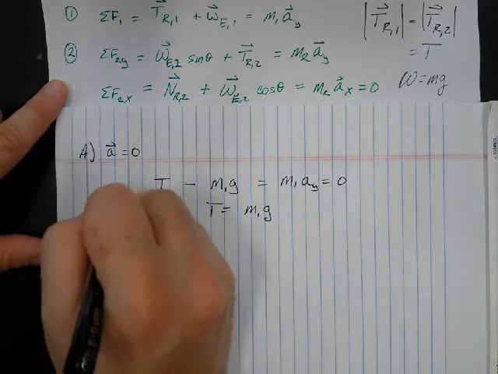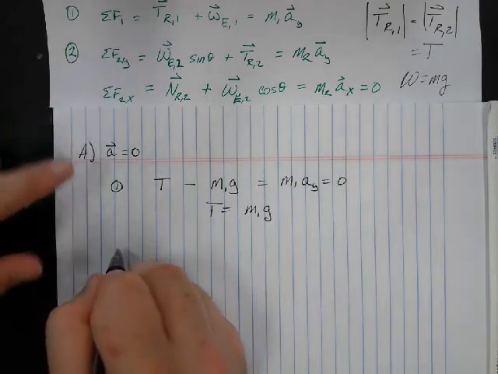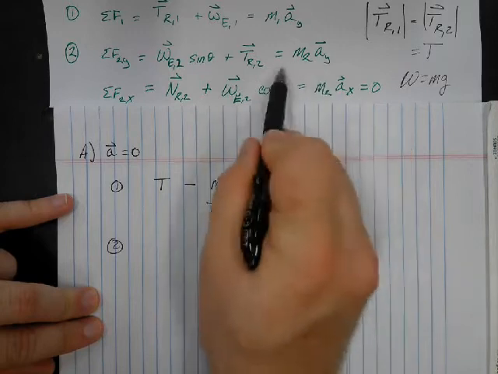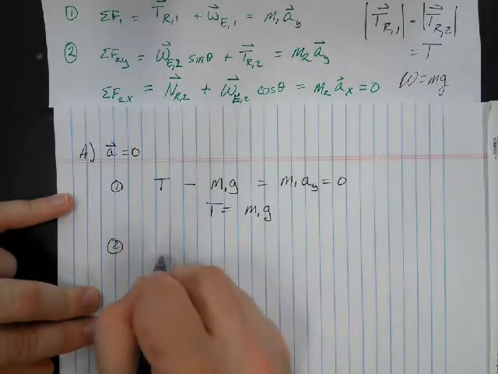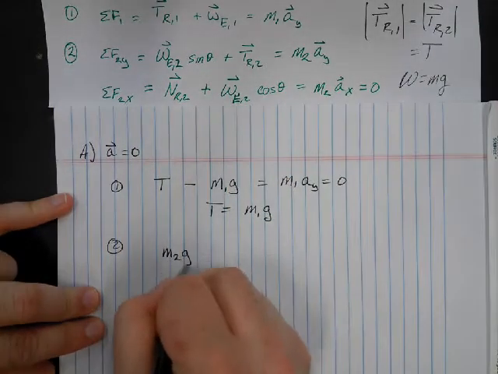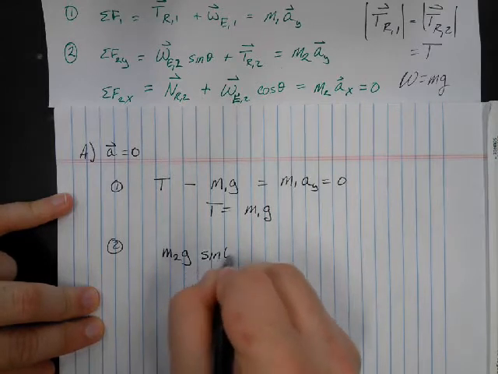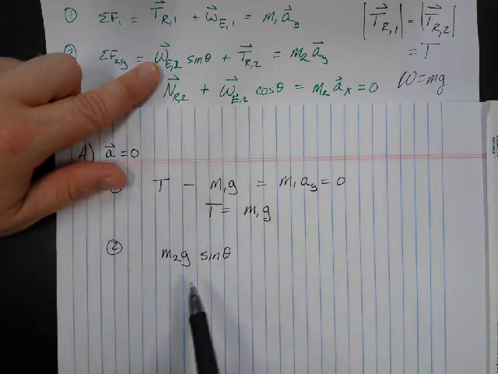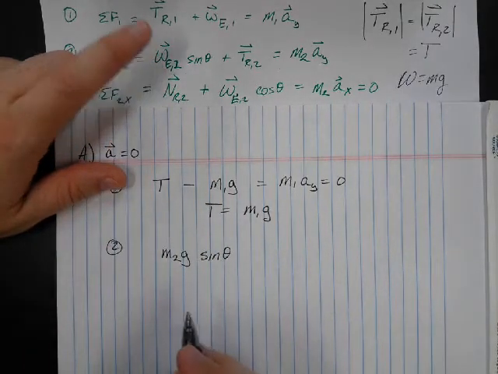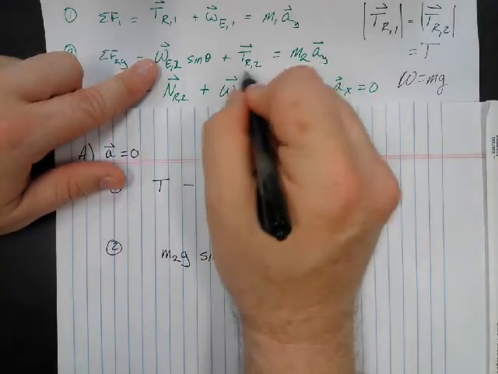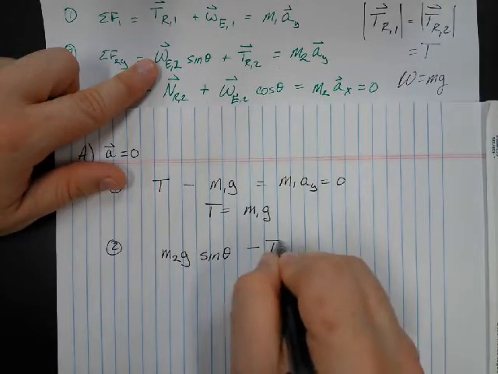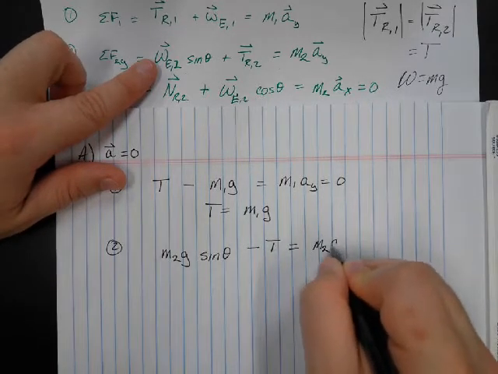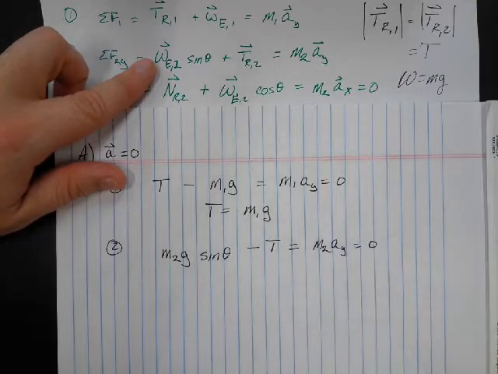Then, so this was equation set 1, now equation set 2. Well, we really just need to work with this. And what we have is mass 2 times g times sine theta. We're just replacing in what the weight force is, which is just mass 2 times g. And that's the thing in the positive direction. Now we're subtracting off the tension. And that equals mass 2 times acceleration, but that equals 0.